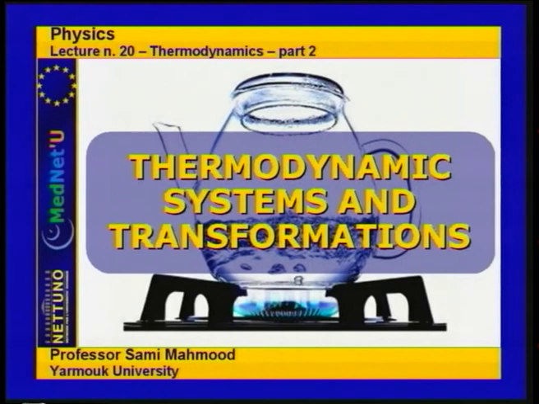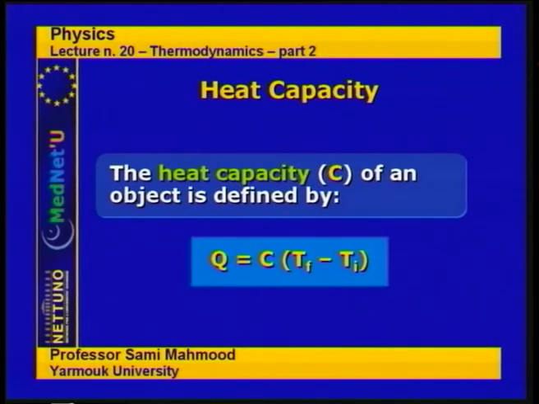Now, in the previous lecture, we discussed the concept of heat capacity, and we defined the heat capacity, capital C, for a body in terms of the heat absorbed by the object as it interacts with the environment and as its temperature changes from T initial to T final.